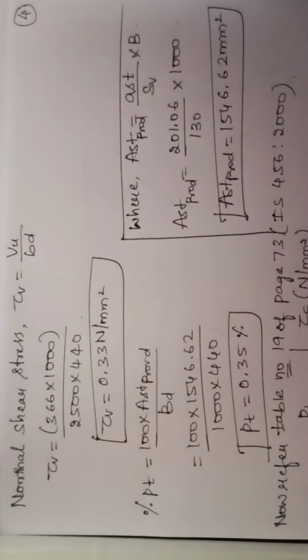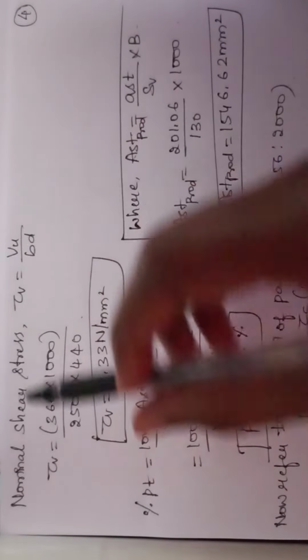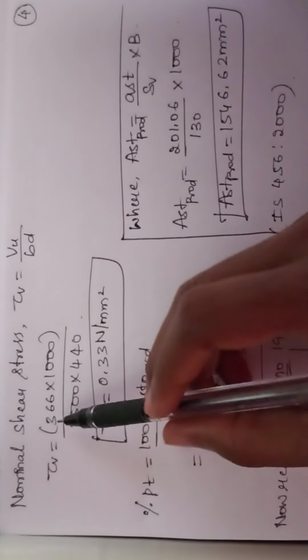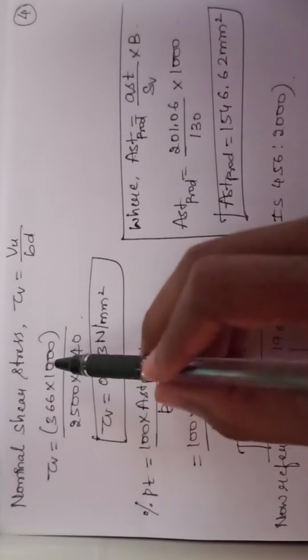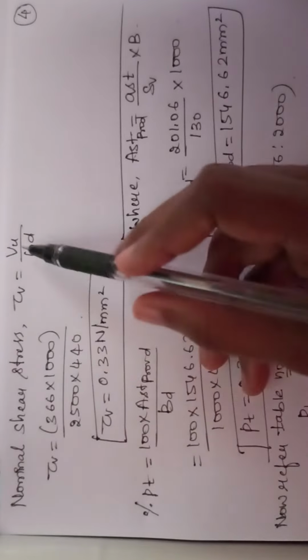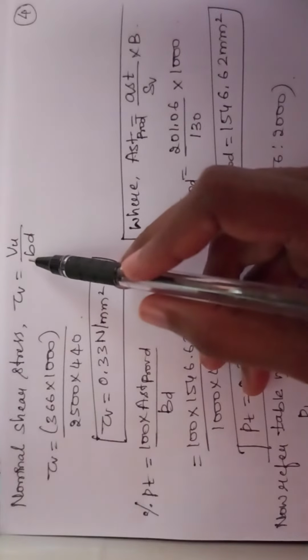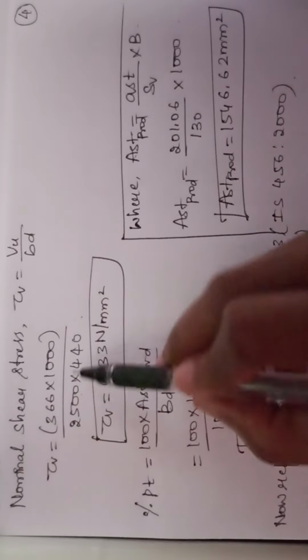Now let us find the nominal shear stress from the formula tau v is equal to Vu by Bd, where Vu is our factored shear force. Just now we found the value, that is 366, which was in terms of kilonewton. Let us keep it in terms of newton by multiplying it by 1000. Then divide it by B. B you have to take as capital B, that is the width of the footing, that is 2500, into d.